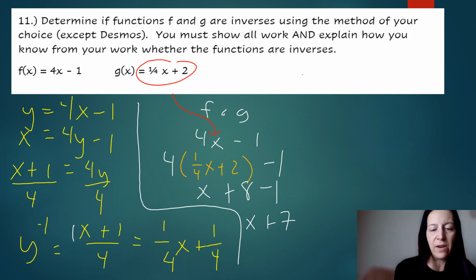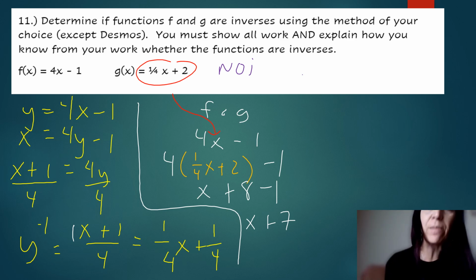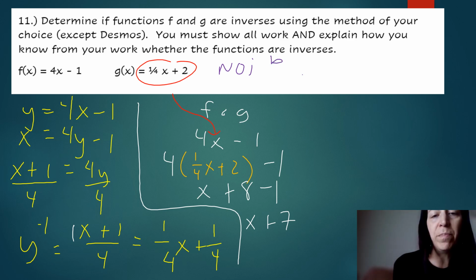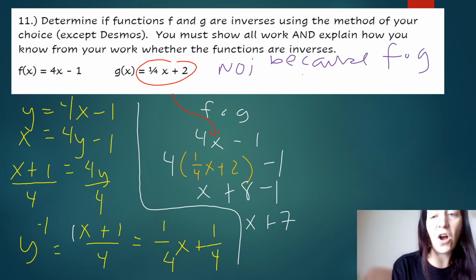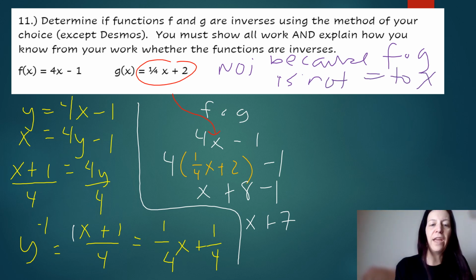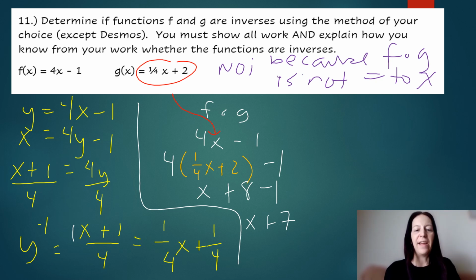Okay, and then we would have to answer once again, no. But this time my reasoning is different because I'm using a different way. No, because f of g is not equal to x. So if you compose them and you get anything other than just an x, they are not inverses. So no, because f of g of x is not equal to x.